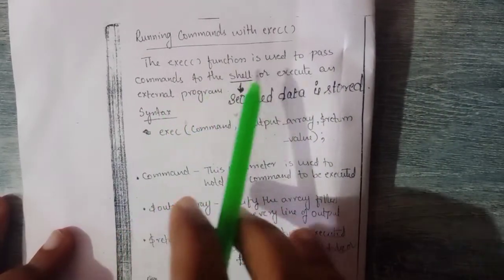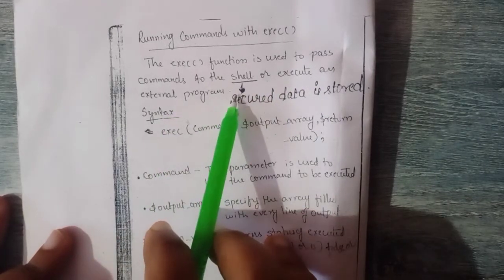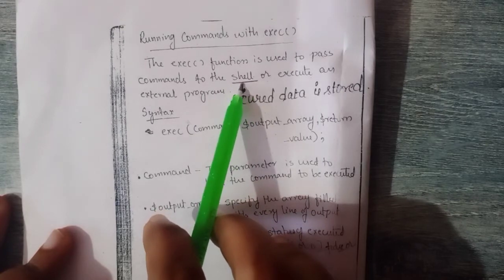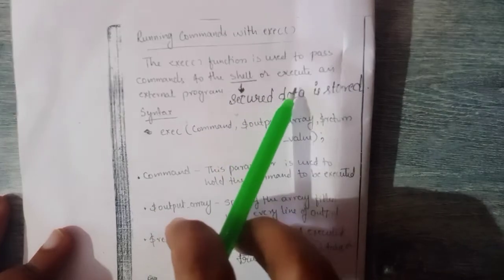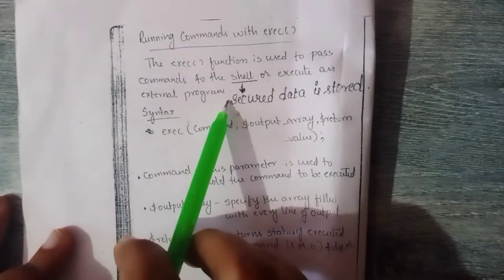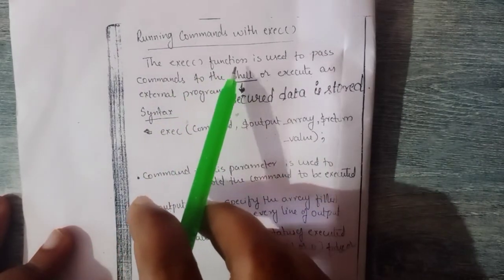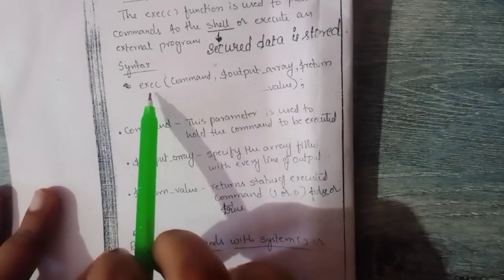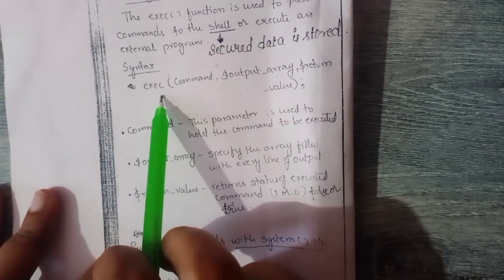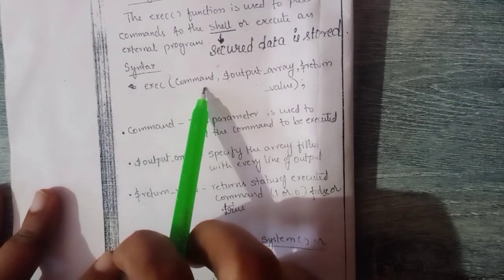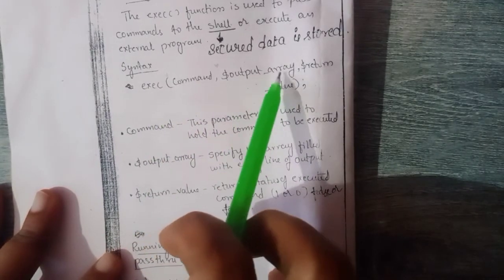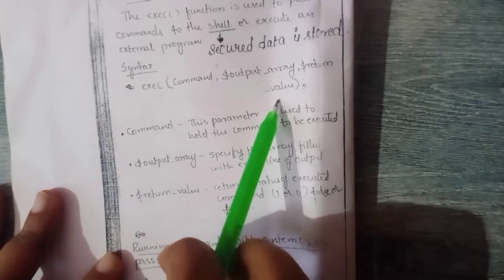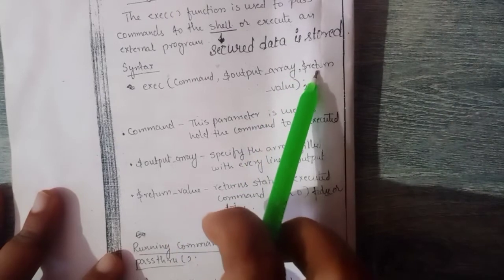The exec function is used to pass commands to the shell, where the data is secured, or to execute an external program. The exec function is used to execute an external program or a command. And here the syntax of the exec command is exec(command, output array, return value). The output is stored in an array, and the return value returns either 1 or 0.